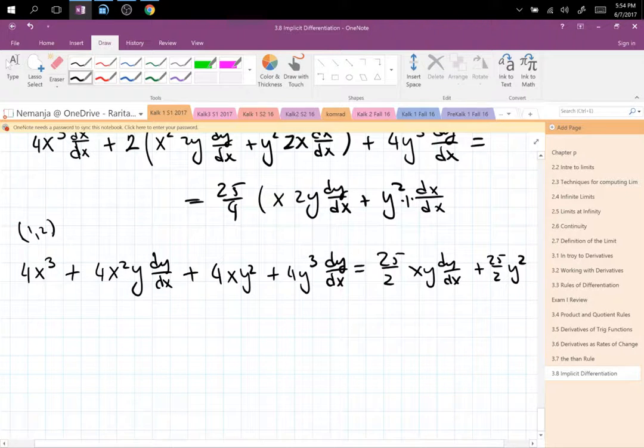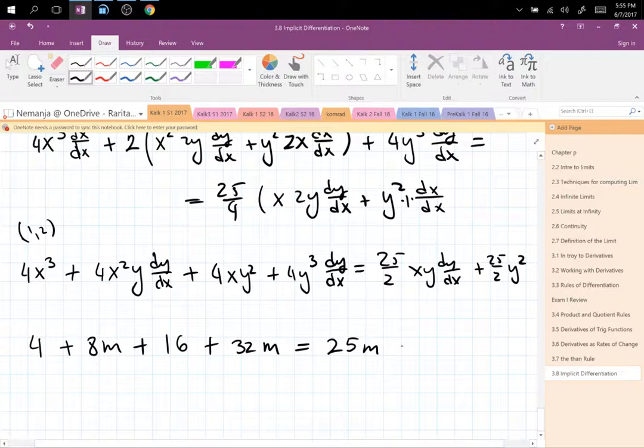So each x becomes 1. The first term is just 4, plus the second term is 8m, plus the next term is y squared, 4, 16, plus the next term is y cubed, that's 8 times 4, 32m. On the other side, we have y is 2 cancels, so 25m, plus, and then y squared, this becomes 4050.